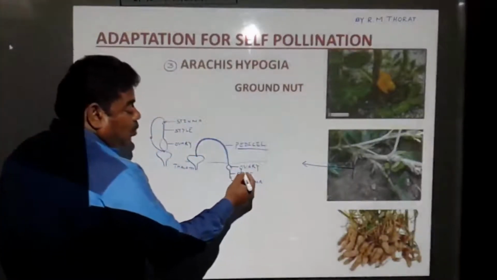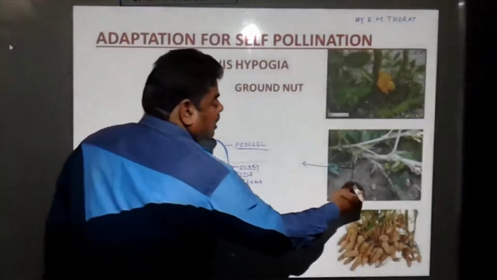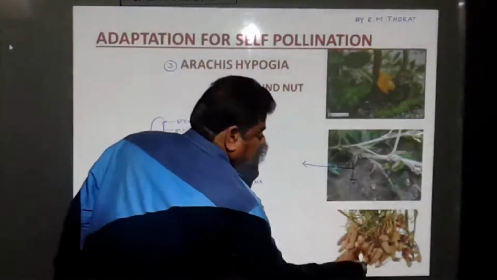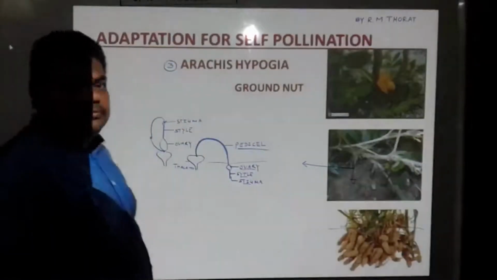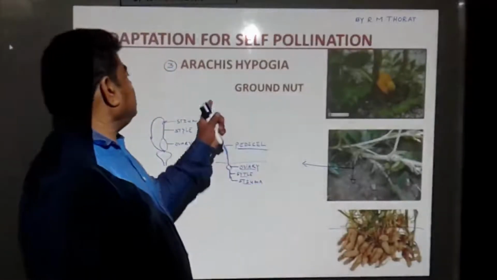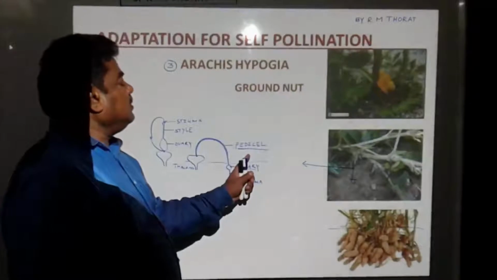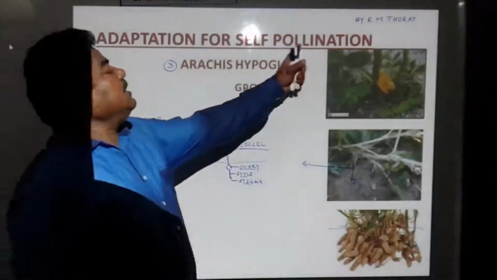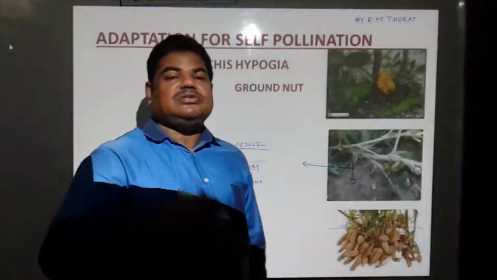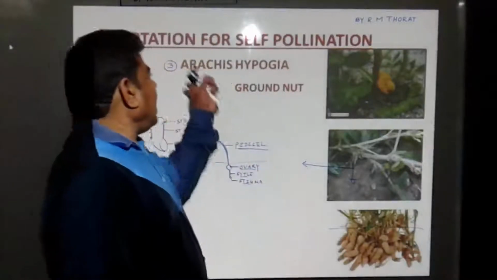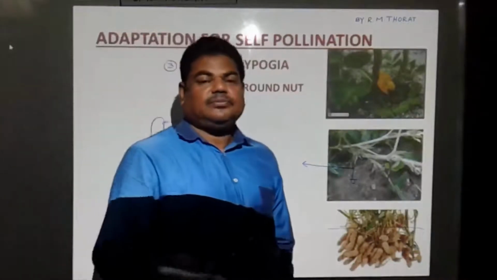the ripened ovary, style, and stigma inside the ground, and then such fruit formation takes place underground. In the case of Arachis hypogaea, by this method self-pollination is carried out, and they avoid cross-pollination. So this is one good example of adaptation for self-pollination in the groundnut.